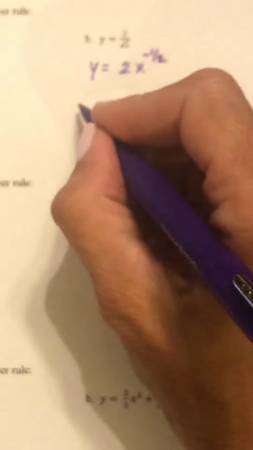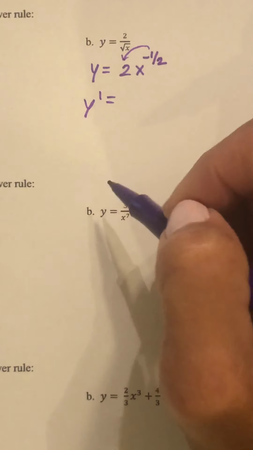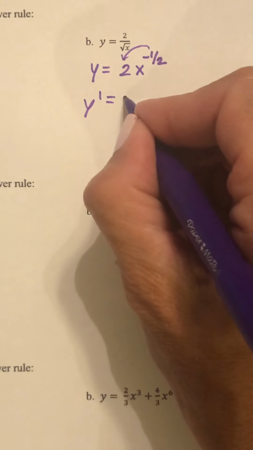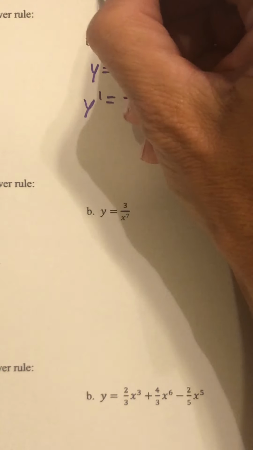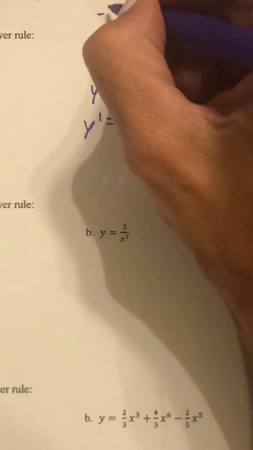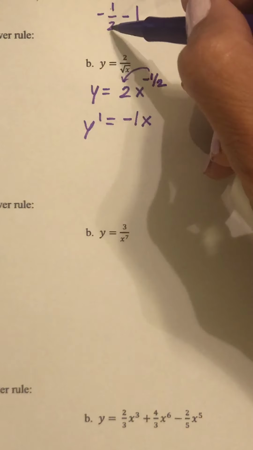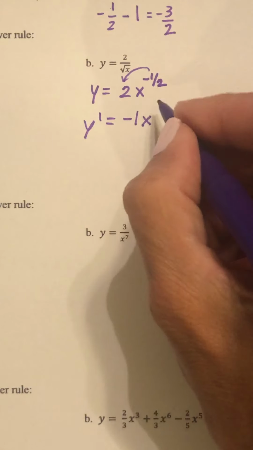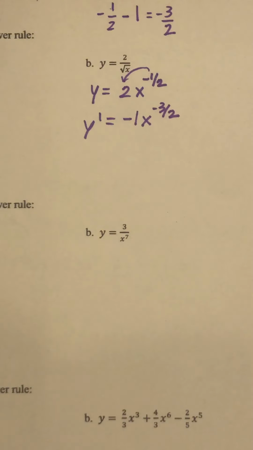So when we calculate the derivative, we drop that -1/2 in front and multiply by 2. So half of 2 is 1, but remember, it's negative. So -1x. And then you take that -1/2 power and subtract 1. So -1/2 minus 2/2 is -3/2. If you're not good at those fractions, by all means, reach for your calculator.